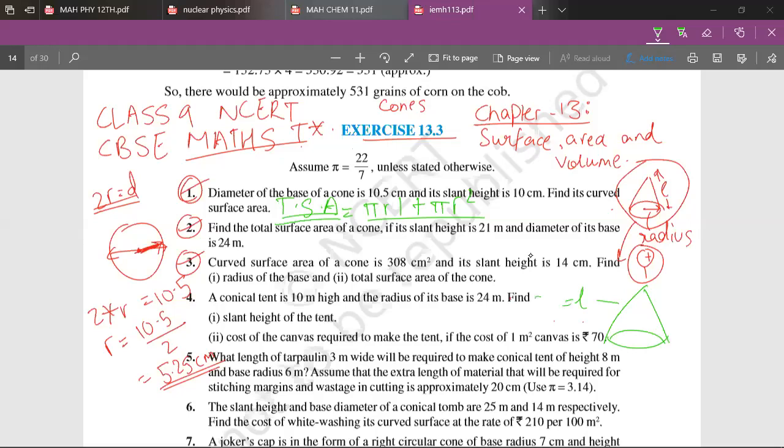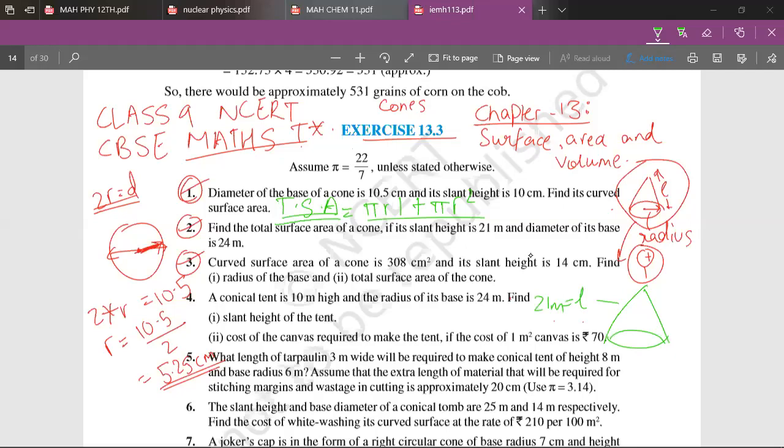So L is equal to 21 meters and the diameter of its base is 24 meters. Another thing in this question: always analyze and note the units. If units in the question are different, conversion needs to take place. But if they are not, we can solve ahead.